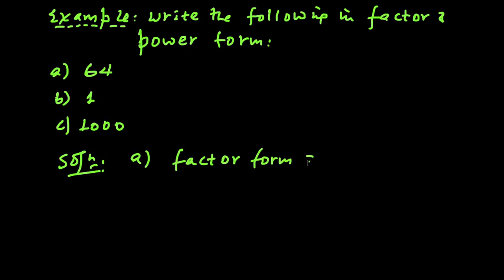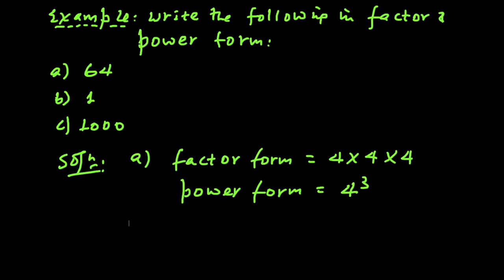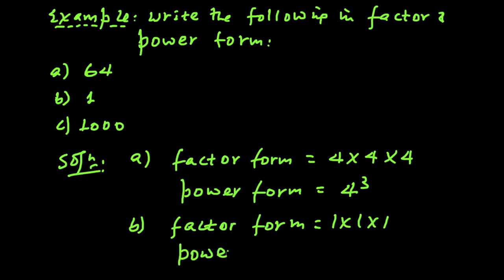A is 64. In factor form, 64 is 4 times 4 times 4, and in power form, 4 to the power of 3. B is 1. In factor form, since it is a cube number, 1 times 1 times 1, and in power form, 1 to the power of 3.